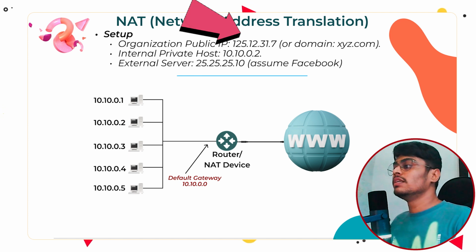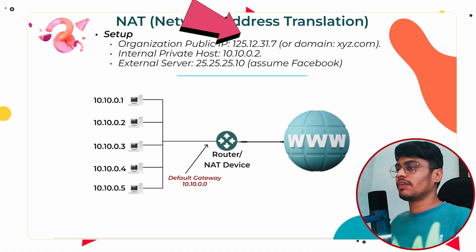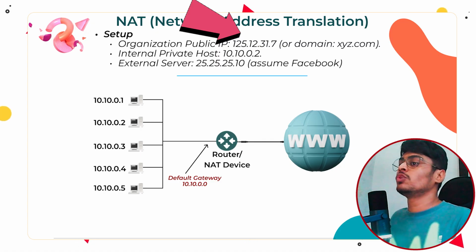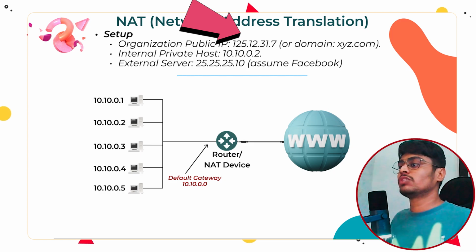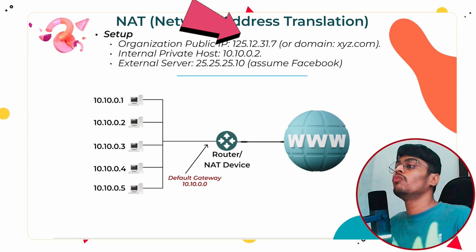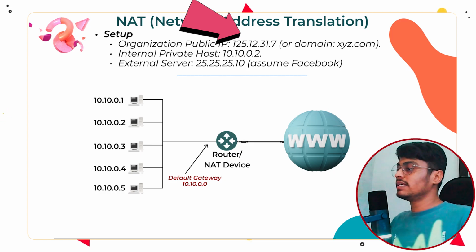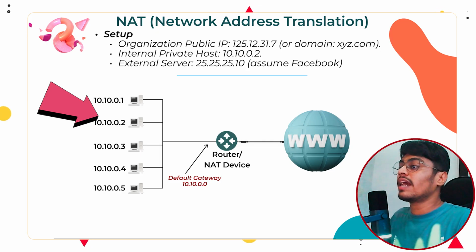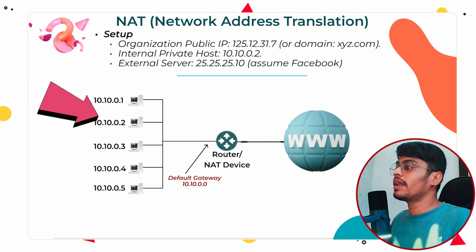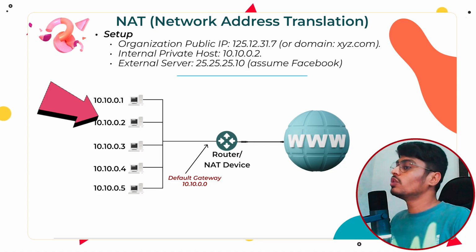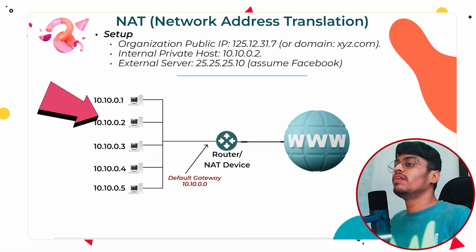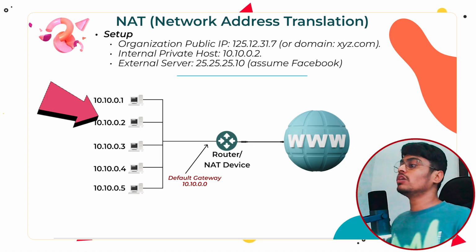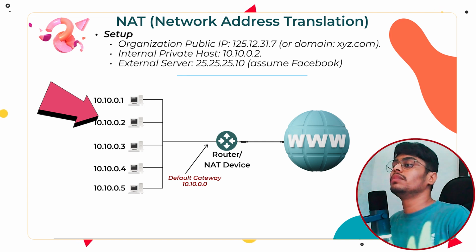So let's say this is the public IP of my organization, 125.12.31.7, and let's say corresponding to that I have also taken a domain name xyz. Now the whole world knows me by this IP address. Let's say here is my host 10.10.0.2. It says that I want to use Facebook or Gmail or any other web page from the outer world. So the packet that will be generated will have its own source address, because it is generated by itself. What will be the destination?